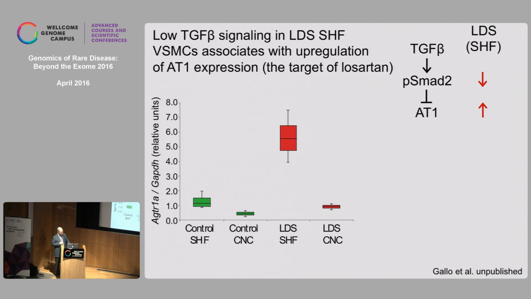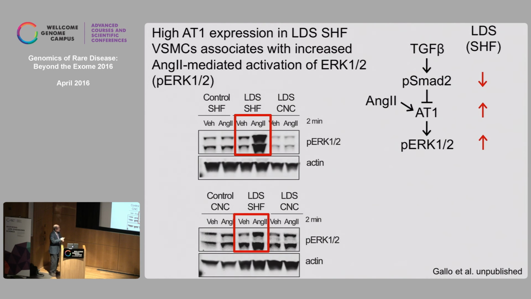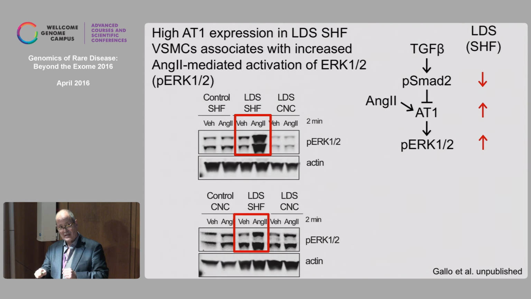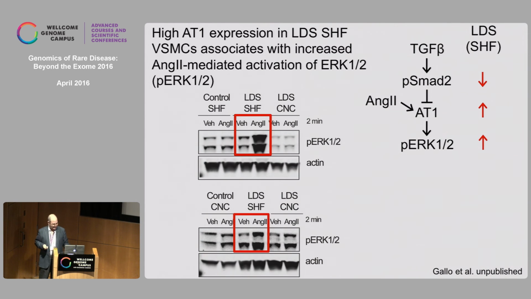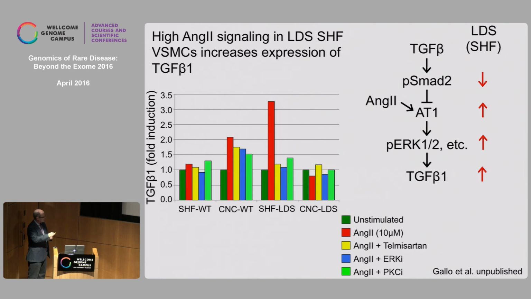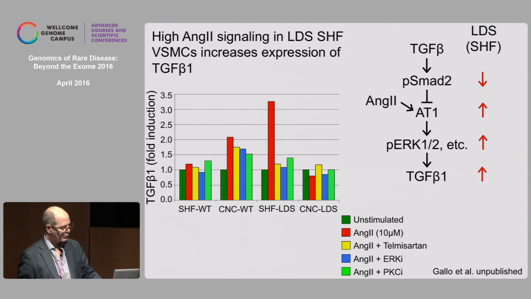Then we asked, well, what's the consequence of that? And found that when we treat Loeys-Dietz-derived second heart field cells with angiotensin II that are expressing high levels of the receptor, we see profound ERK activation. The same is not true in the second heart field cells derived from control animals or in the cardiac neural crest-derived cells from Loeys-Dietz syndrome. So what is high P-ERK doing in these cells? Well, the answer is that it's driving lots of production of TGF-beta, of the ligand itself. So again, the sense that there's an attempt at compensation going on in these cells that can no longer respond.